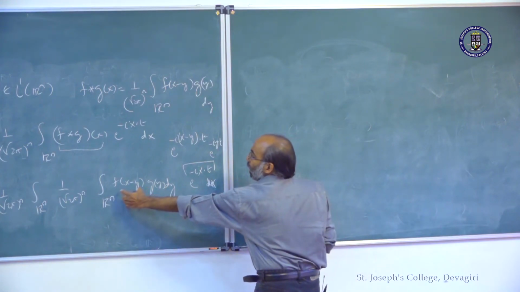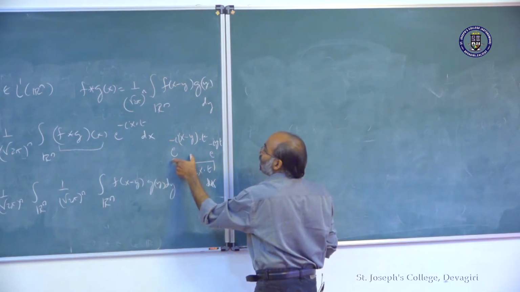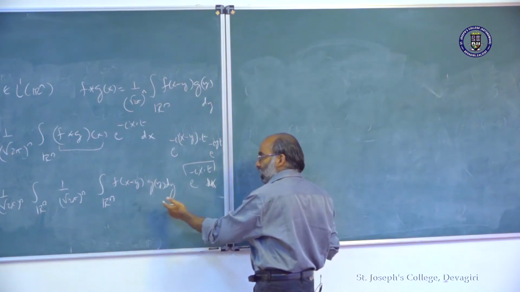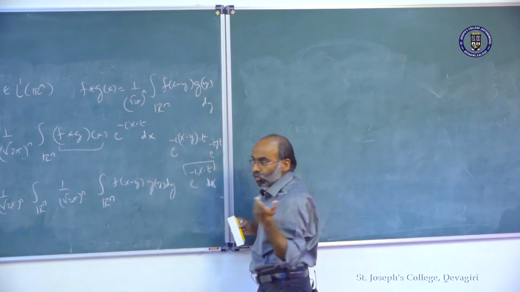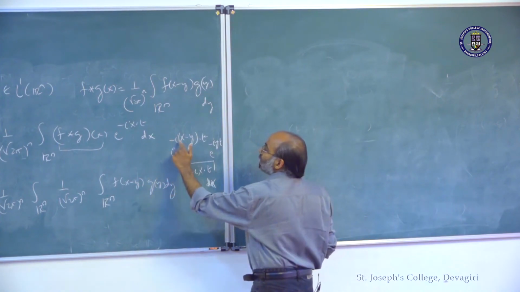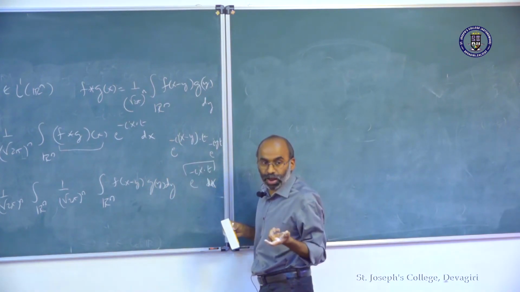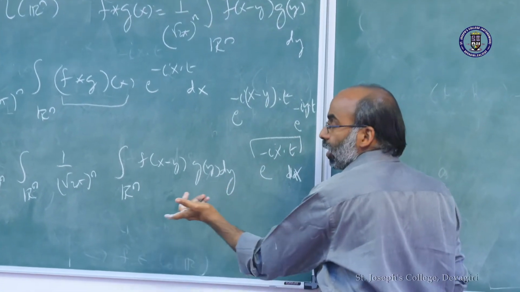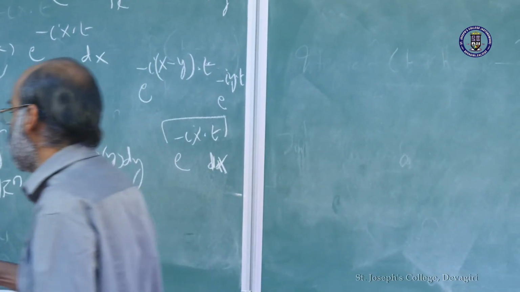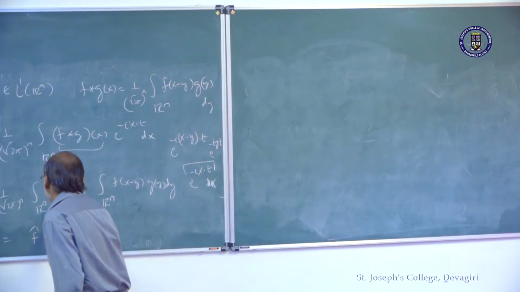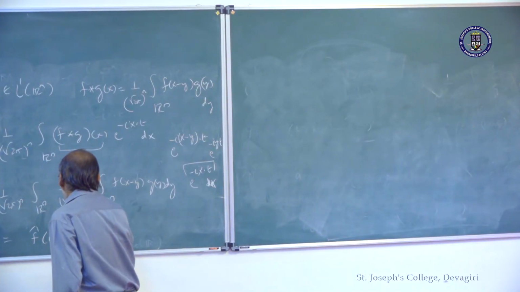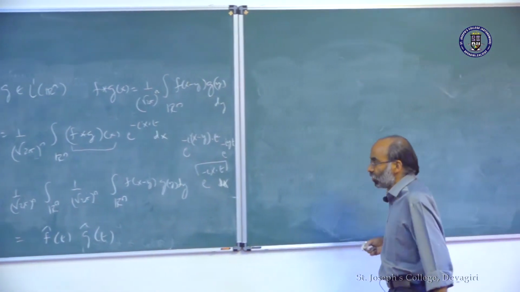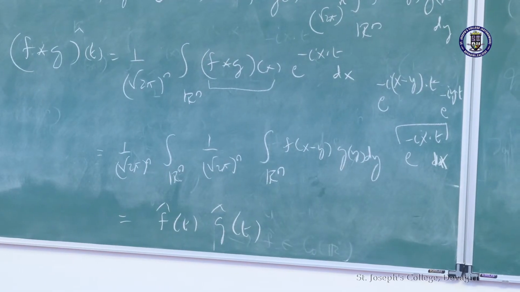Now I integrate f of x minus y, e to the minus i (x minus y) dot t dx. Lebesgue measure is translation invariant, so y disappears. So I will have f of x e to the minus i x dot t dx, that is f hat. What remains is e to the minus i y dot t g of y dy, that is g hat. Okay, so this is simply f hat of t times g hat of t. So convolution goes to multiplication. This is an extremely important property of the Fourier transform.